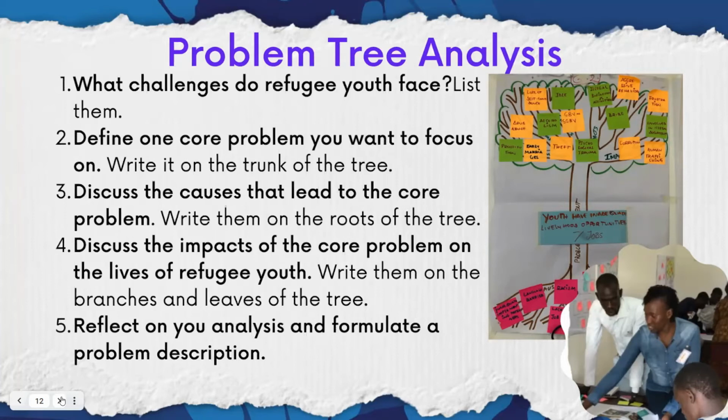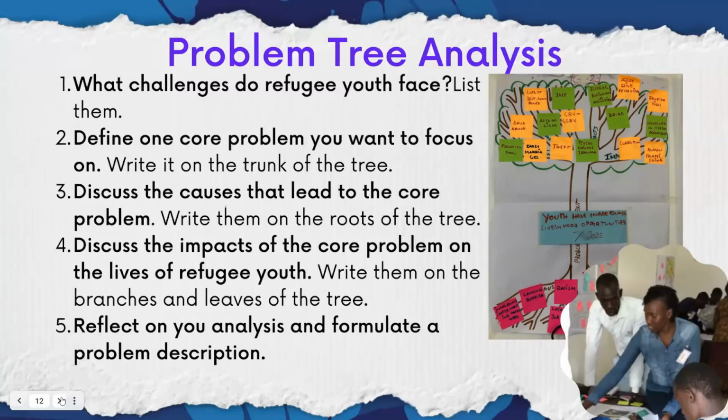For example, high use of alcohol and drugs in the community, early child marriages, high dropout in the schools, high crime rate, early pregnancy, ignorance, idleness, low self-esteem, lack of jobs, poverty, sexual abuse. These are all the impacts of the problem that you have to identify.